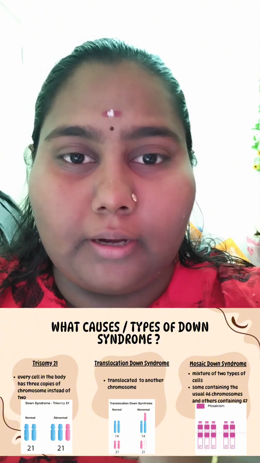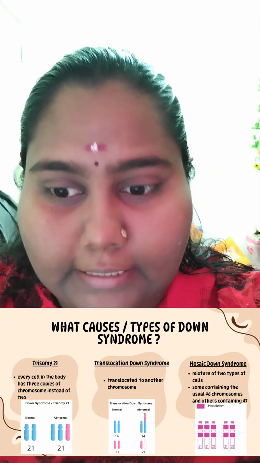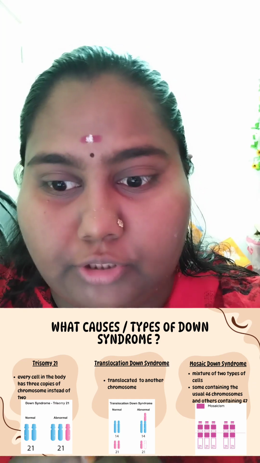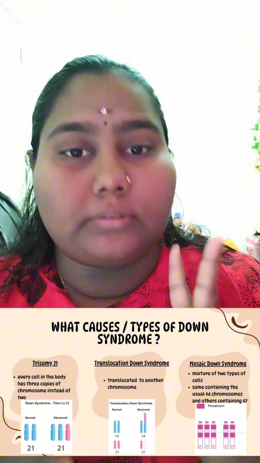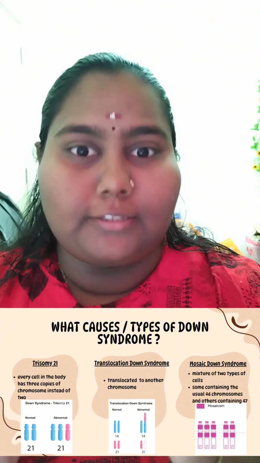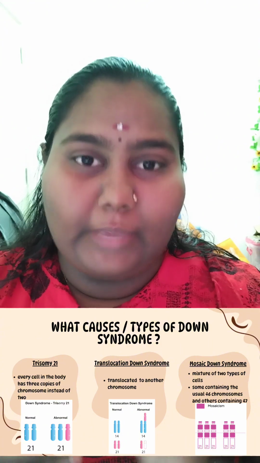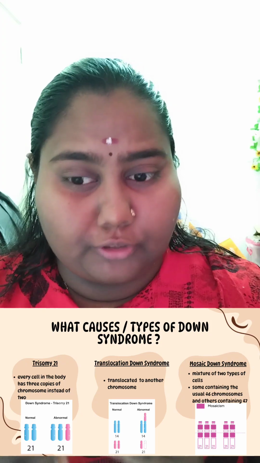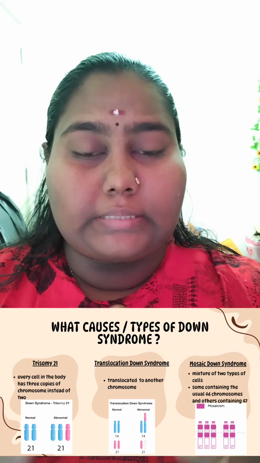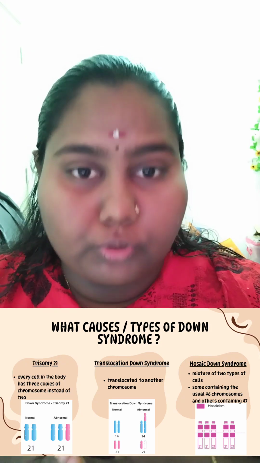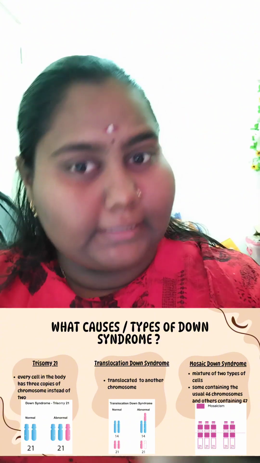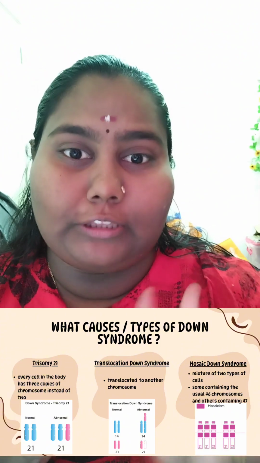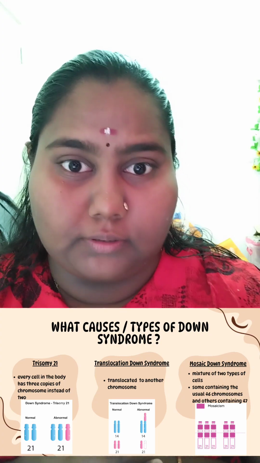The third one is mosaic Down syndrome. Mosaic Down syndrome is when they have two types of mixed cells. Some cells contain the usual 46 chromosomes and others contain 47 chromosomes.